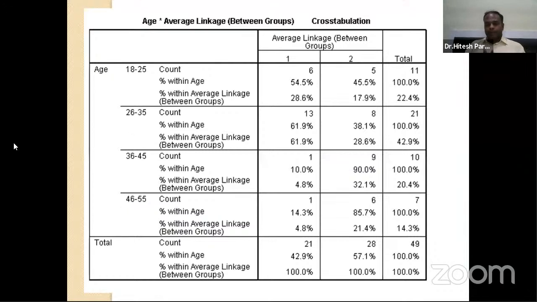Can you observe any pattern with respect to age category? Some age categories have higher representation in one group, and some age categories have fair representation in another group. Do you observe anything? You observe this percentage within age, row percentage.